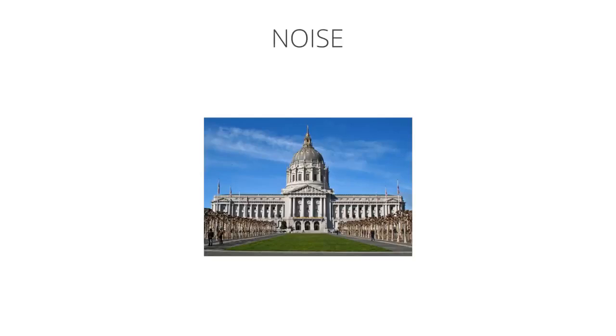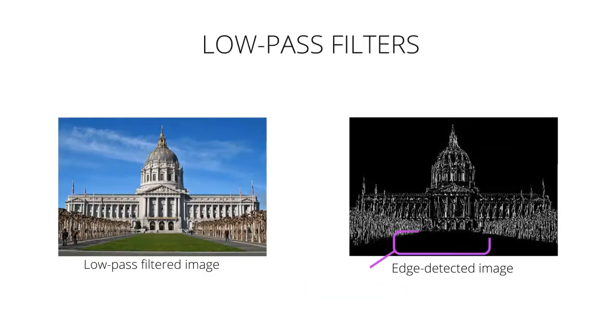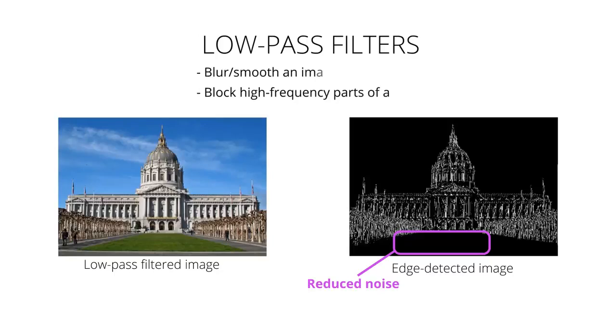Earlier, you saw an example of noise in an image of San Francisco City Hall. This noise is generally seen as speckles or discoloration in an image, and it doesn't contain any useful information. It might even mess with processing steps, such as in edge detection when high-pass filters can amplify noise if it's not removed first. The most common way to remove noise is by using a low-pass filter. These filters block certain high-frequency content and effectively blur or smooth the appearance of an image. And this reduces high-frequency noise.